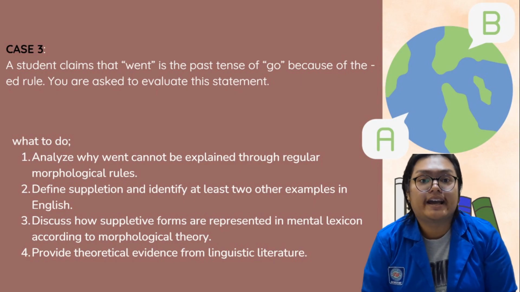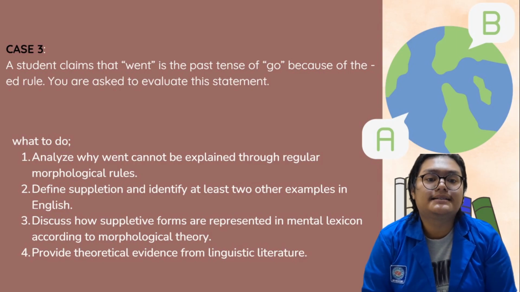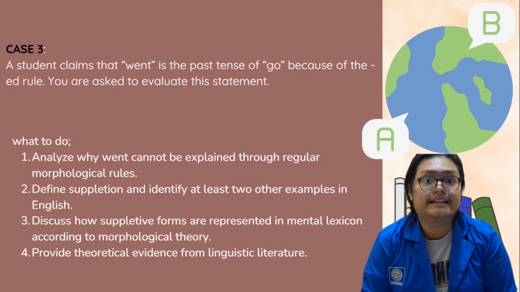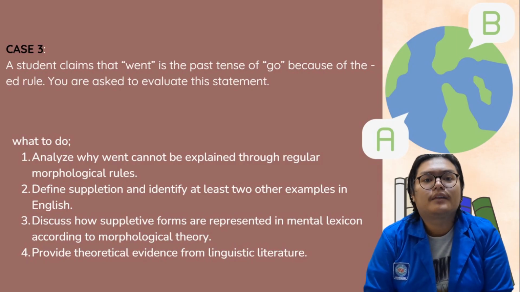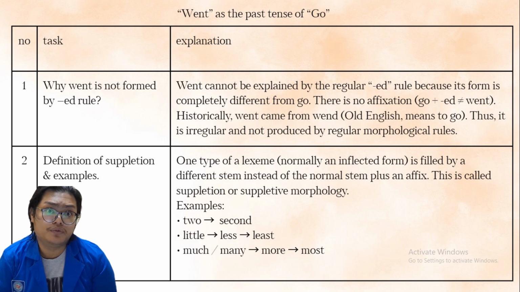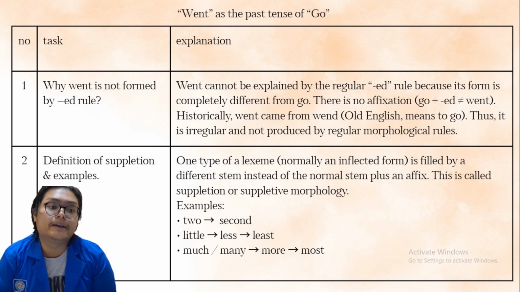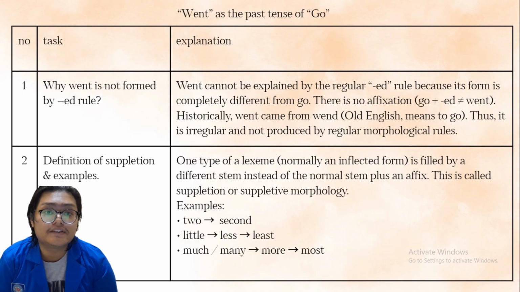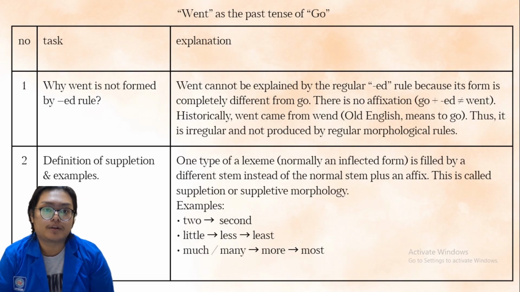So we move to case 3. A student claims that went is the past tense of go because of the ed rule. You are asked to evaluate this statement. So what to do? Went as the past tense of go. Task number 1. Why is went not formed by the ed rule? So went cannot be explained by the regular ed rule because its form is completely different from go. There is no affixation, go plus ed.